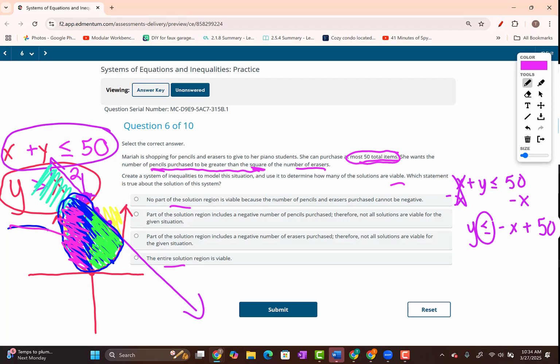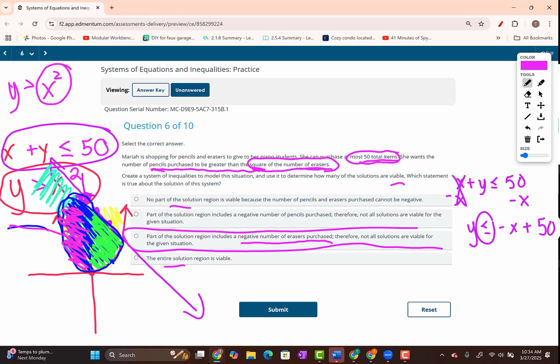Well, to go back to that, we had y greater than x squared. The x squared came from right here, the squared number of erasers. So the erasers are the x. So some part of this solution has a negative number of erasers sold, and you cannot have a negative number of erasers purchased. So that's this option right here.